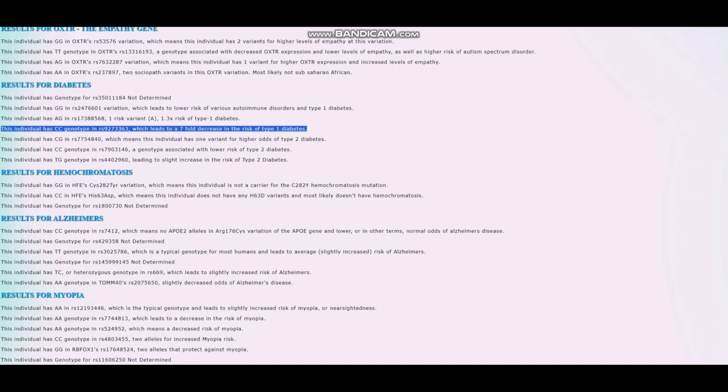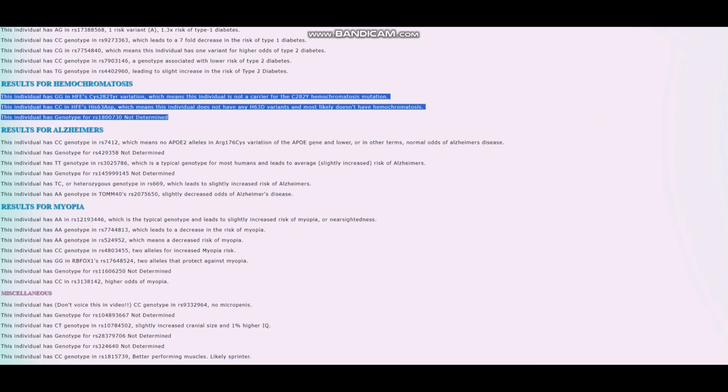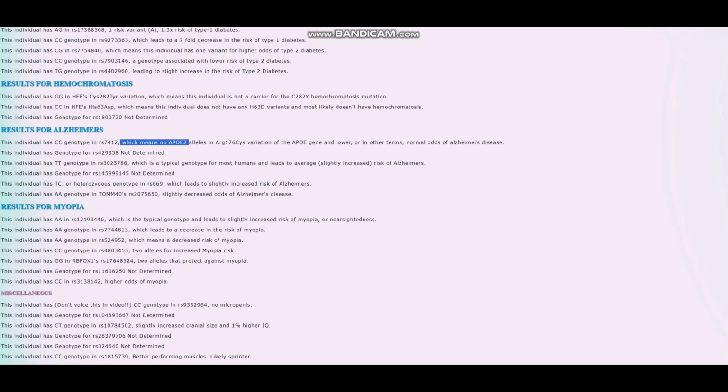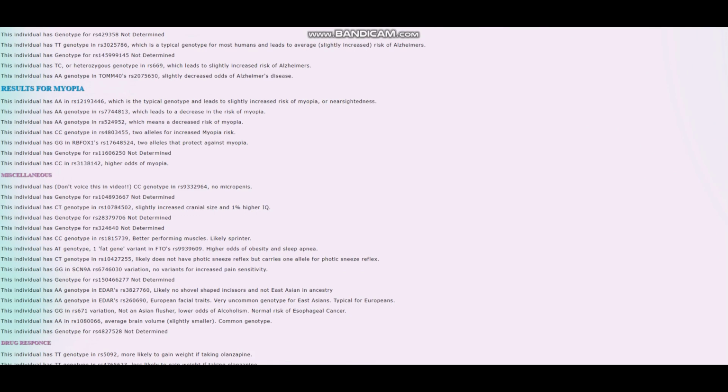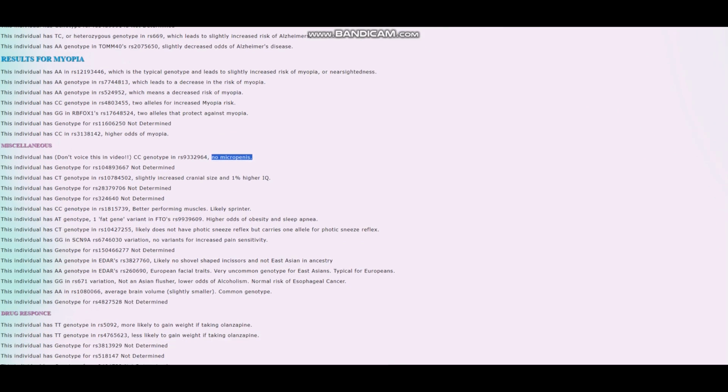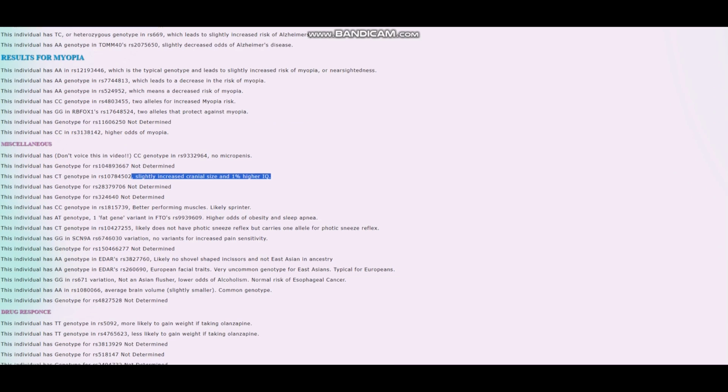For hemochromatosis, it looks like she is not a carrier of any of the hemochromatosis mutations. And for Alzheimer's, it looks like she does not have any APOE2 alleles in APOE. Very good. APOE is by far the most important gene when it comes to Alzheimer's prediction. In the miscellaneous section, no microcephaly, really good to see. Slightly increased cranial size and 1% higher IQ, but we don't really care about that. Better performing muscles, likely a sprinter rather than an endurance athlete, good to see. And it looks like she's got one fat gene variant in FTO, rs9939609, really interesting to see. And for EDAR, definitely no East Asian variant, a very typical European genotype in EDAR. She is also not an Asian flusher.